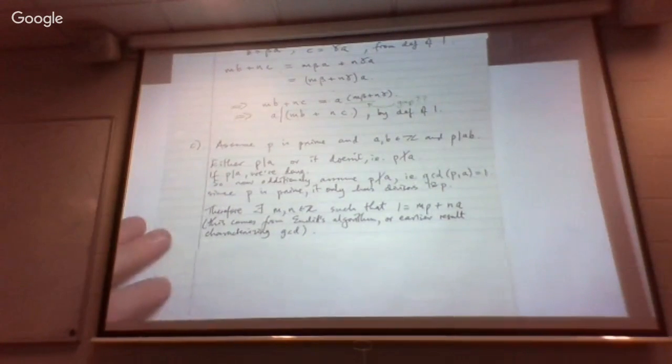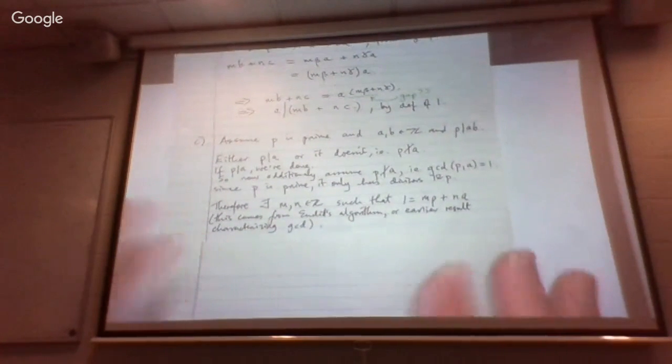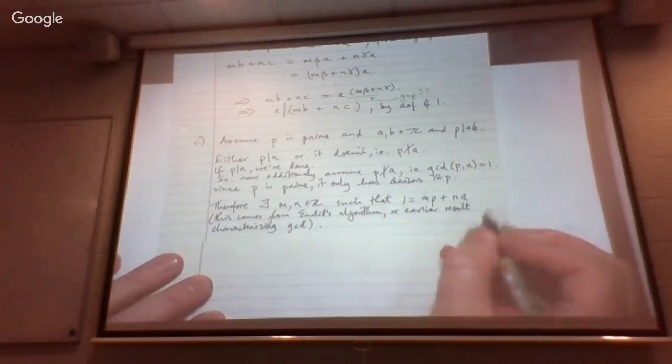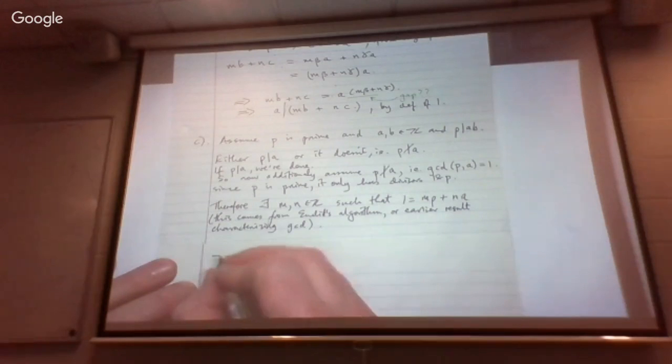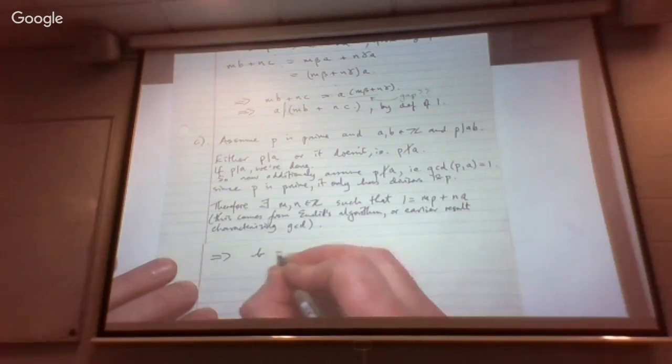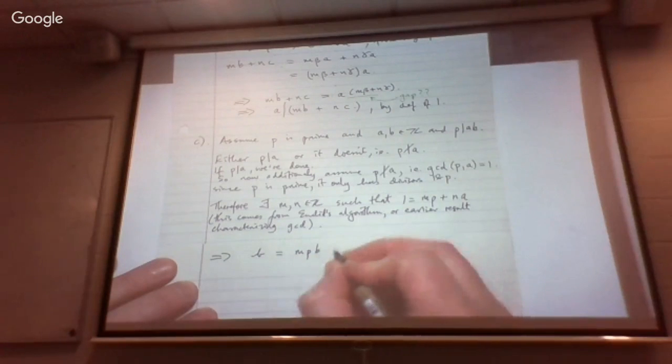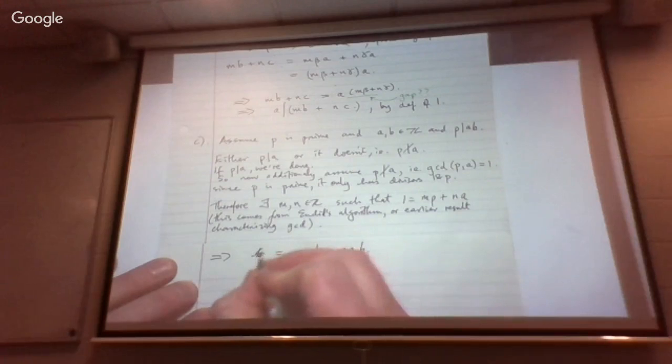Remember now we're trying to prove that P divides B. So we've got this equation here, and we multiply both sides by B. So this implies that B is equal to mPB plus nAB. Sorry, I'm changing my B's there.